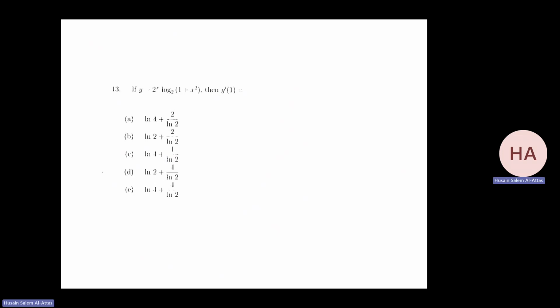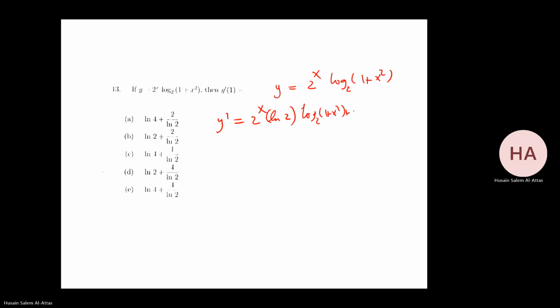This is product of two functions. Let me write the y: 2 to the power x times log of 1 plus x squared with the base 2. So it will be y prime, derivative of the first, 2 to the power x ln 2. This is only derivative of the first, times the second, plus the first, derivative of the second. The second will be what? Here I have ln 2, and here I have u. Derivative of u is there, 2x.